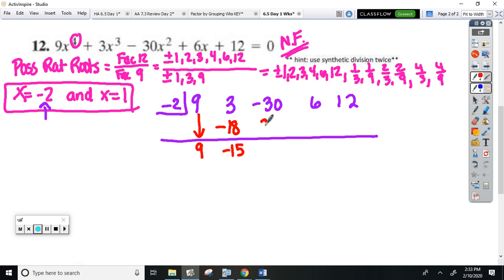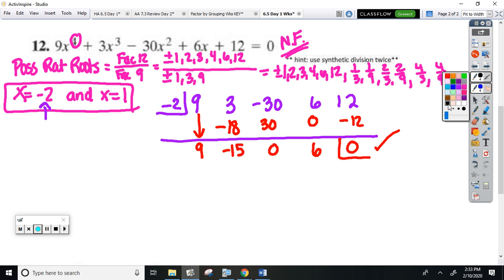-15 times -2 is 30. Add down, we get 0. 0 times -2 is 0. Add down, we get 6. And 6 times -2 is -12. So we got our remainder of 0, which tells us, hey, good job, because that was supposed to go in evenly.